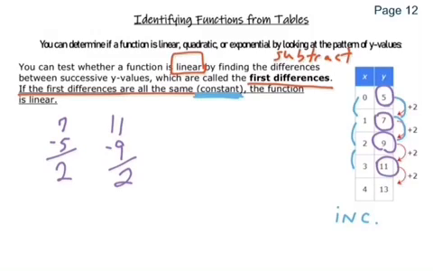So remember, when you're doing the subtraction, you're going to be starting with the numbers underneath it first and doing 7 minus the 5, 9 minus the 7. And since this is increasing at a constant rate, that's how you can tell that this is going to be linear. And again, that is called first differences.